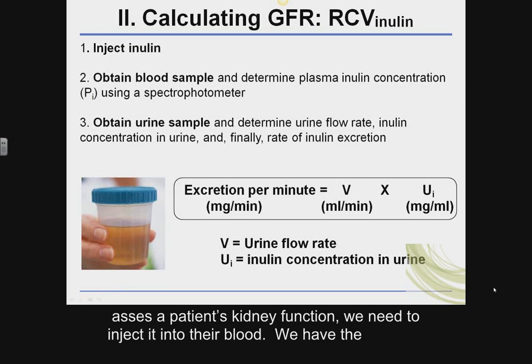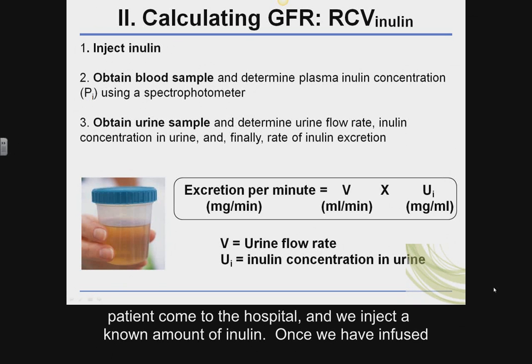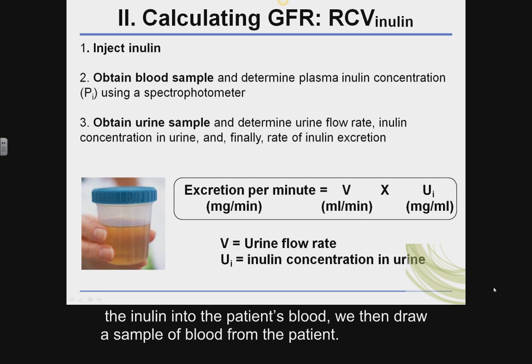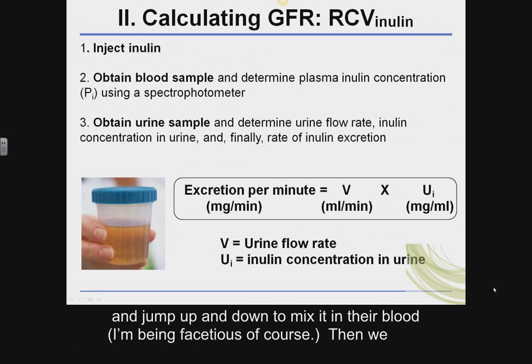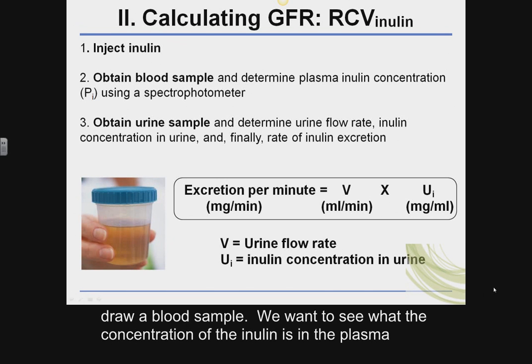We have the patient come to the hospital and we inject a known amount of inulin. Once we have infused the inulin into the patient's blood, we then draw a sample of blood from the patient. You can think of the patient as being injected with the inulin, have them stand up and jump up and down to mix it in their blood. I'm being facetious, of course. Then we draw the blood sample. We want to see what the concentration of the inulin is in the plasma once it has been equally distributed.